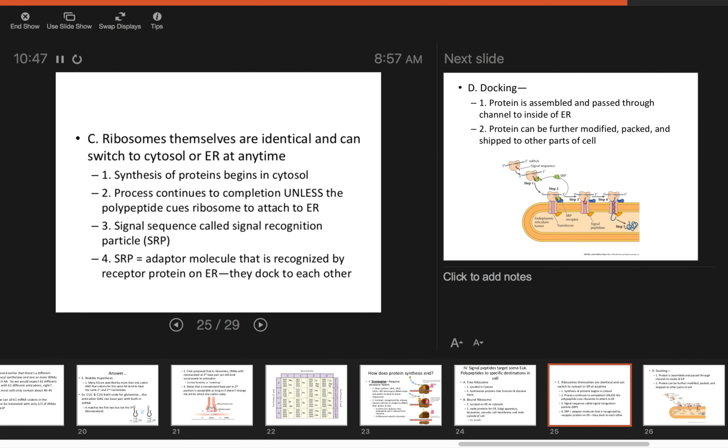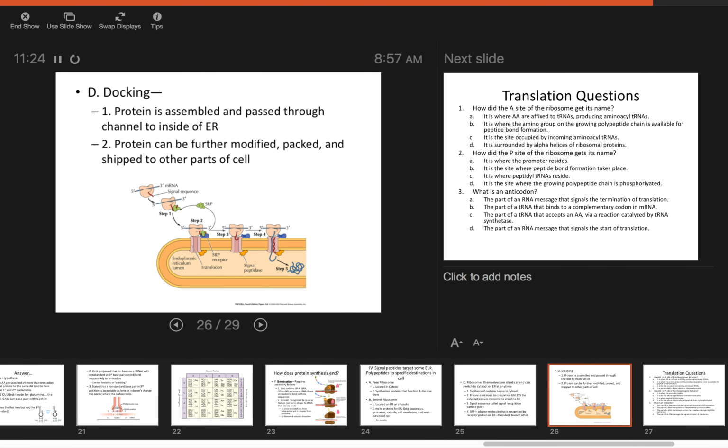Ribosomes do have the ability to flip-flop their locations. They can be in the cytoplasm, and then send out a signal saying, I want to be on the ER, and they can go back and forth. So the process of synthesis begins in the cytoplasm. It will continue to completion unless it has a signal, in this case a signal recognition particle, or SRP, and then it will migrate to the ER. The SRP is another adapter molecule between the ribosome and the ER, and it helps dock the ribosome to the ER. So I have a diagram that shows this.